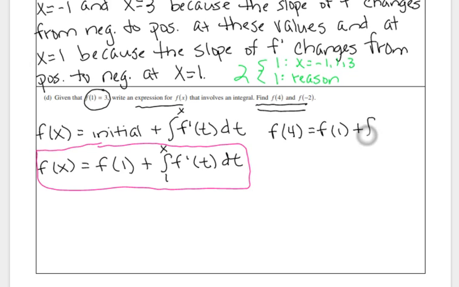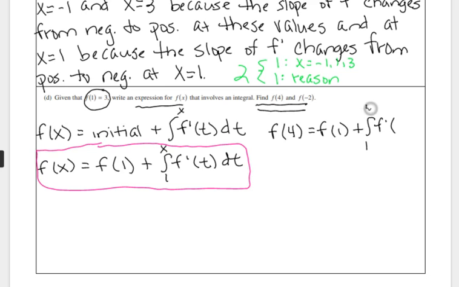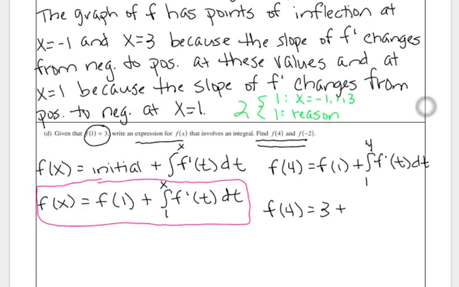So now we're going to do the integral from 1 to 3 of f prime. Nope, not 1 to 3. 1 to 4, because we're looking for f of 4, of f prime of t dt. So f of 4 then is going to equal 3. That's where that 3 is. Sorry that I keep throwing it elsewhere. Plus, we need the area from 1 to 4 of f prime of t.